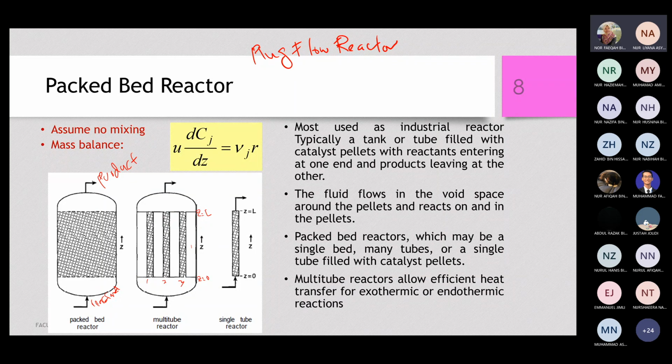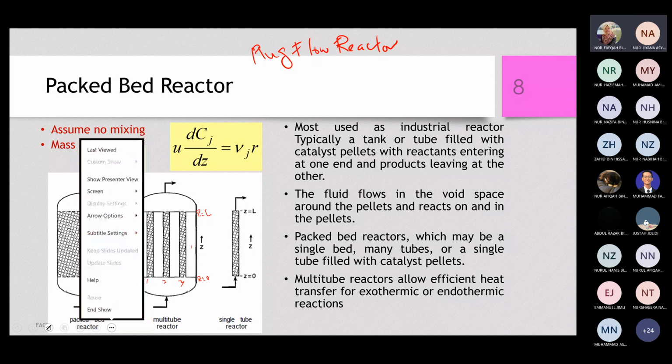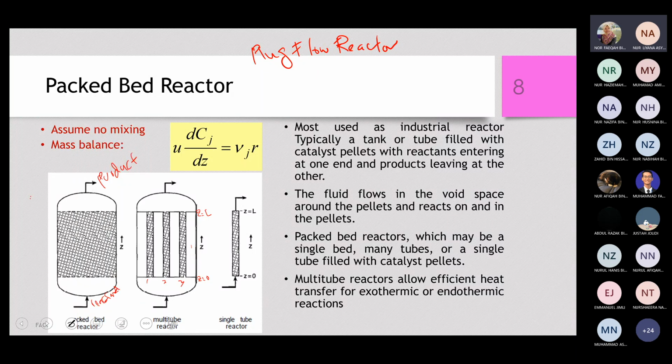Okay, and then the fluid flows in the void space around the pellets and reacts on and in the pellets. On and in the pellets means that the catalyst we use is a porous catalyst. In the pellet means that pore diffusion occurs. Packed bed reactors may be a single bed or many tubes. All of these are plug flow reactors or packed bed reactors, or PBR. Both are fine, plug flow reactor or packed bed reactor.